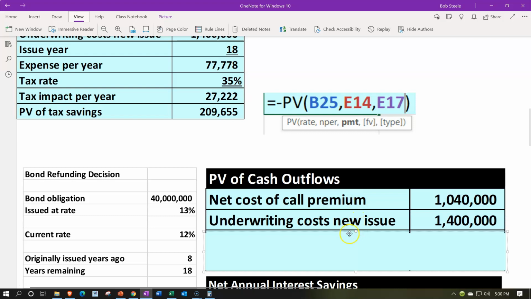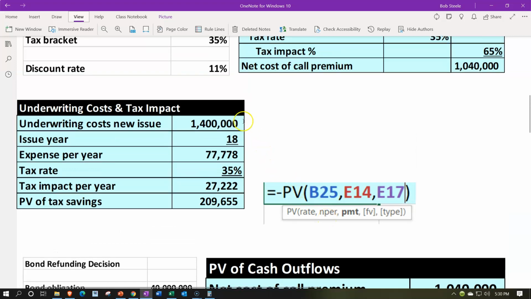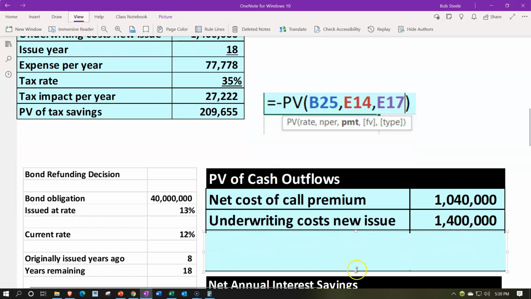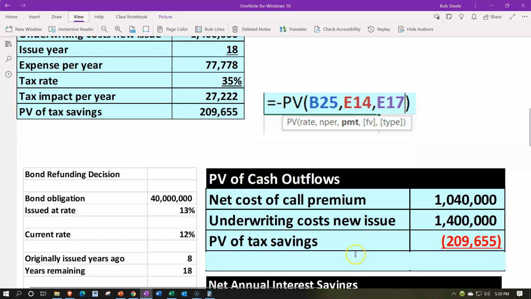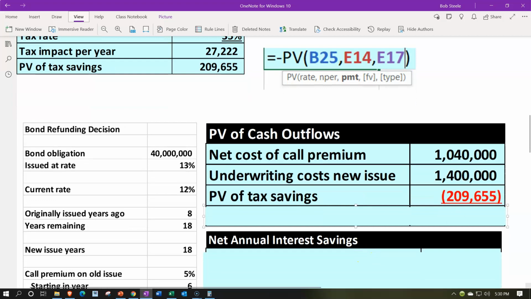Then we have the underwriting costs for the new issuance to issue the new bonds. We're saying that's going to cost us 1,400,000. That's simply all the cash outflow. Then this is going to have a tax benefit for us of the 209,655, which we had to calculate separately due to the fact that we're going to have to extend that over the life of 18 years.